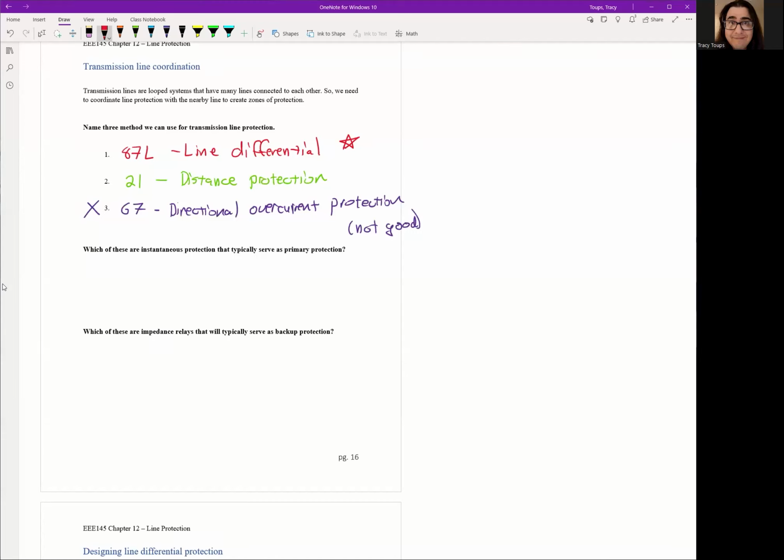So let's go again: which of these are instantaneous protections that typically serve as primary protection? Remember, any differential is considered instantaneous. So 87 line differential is going to be our primary protection. Remember, one of the key factors is we want to trip as fast as possible, and there is nothing faster than differential protection. It's pretty much everybody's favorite. What's an impedance relay that typically serves as backup protection to line differential? It's your 21 distance protection.